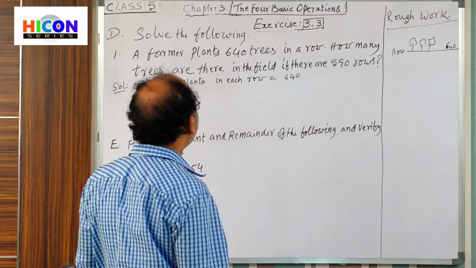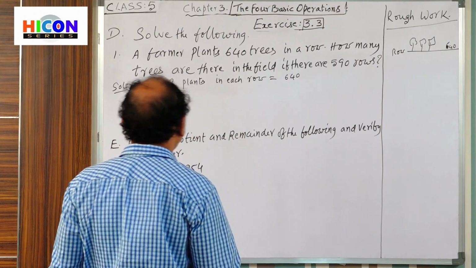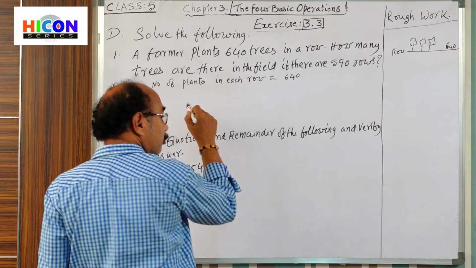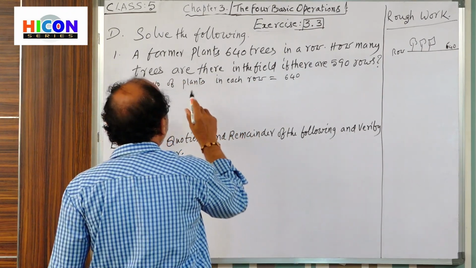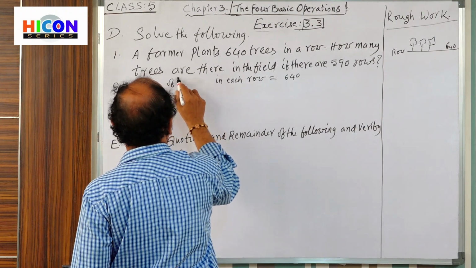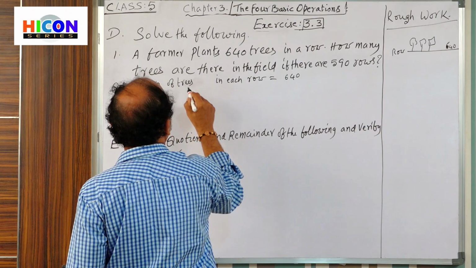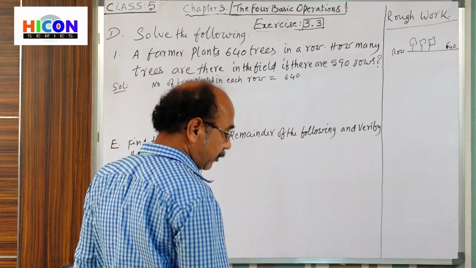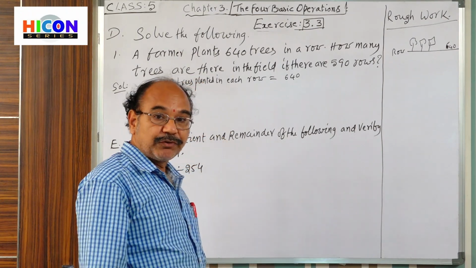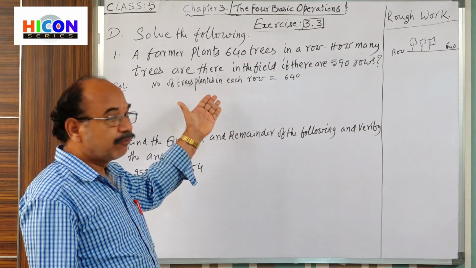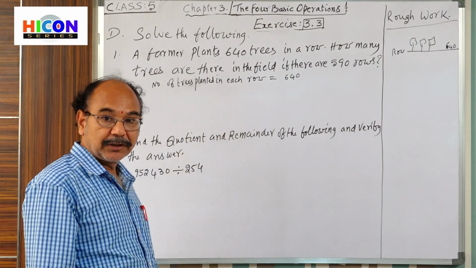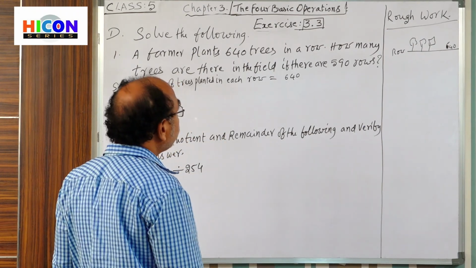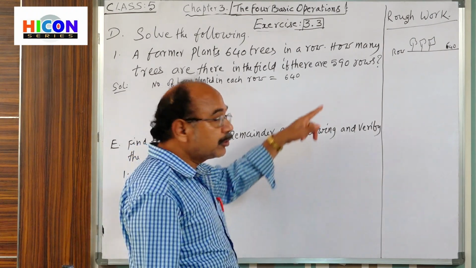Number of trees planted. Here we can write meaningfully. We write the sentence: number of trees planted in each row. If we write like that, the meaning is very clear. How many? 640. Now, how many rows are there?